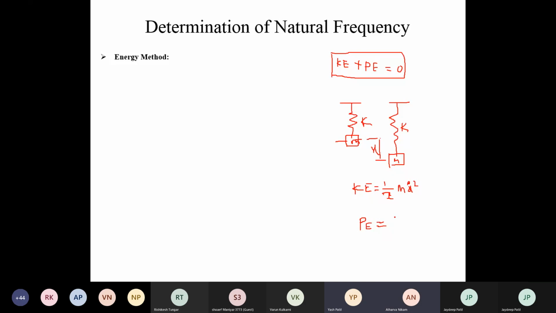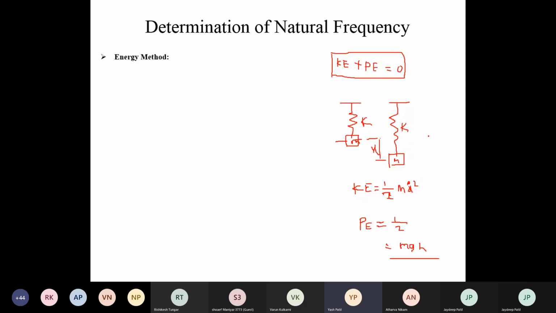Potential energy is mgh. If there is a displacement and the height is given, then you have to use the formula mgh. If the height of the system from the equilibrium position is given, you can use this equation mgh, correct? But in this case a spring is given, so the potential energy is due to the elastic nature of the spring.